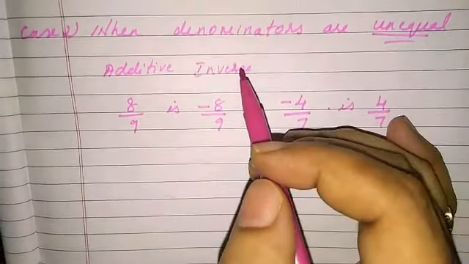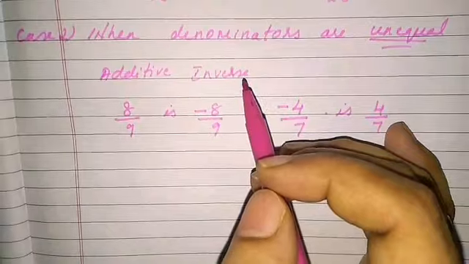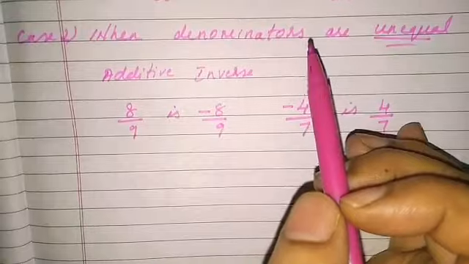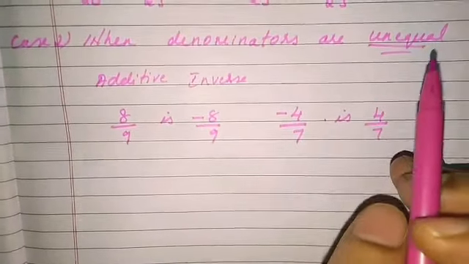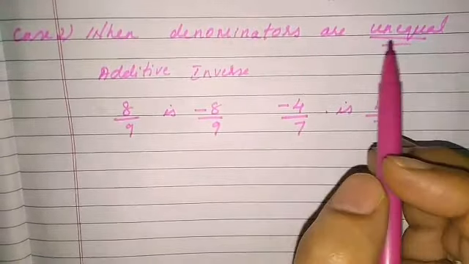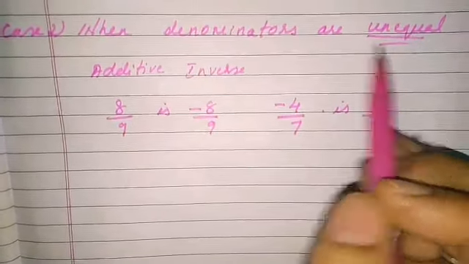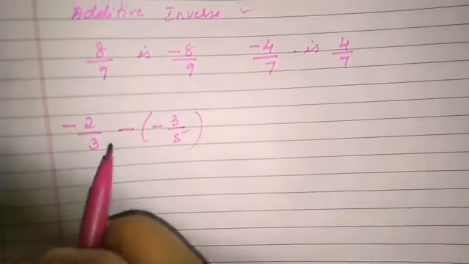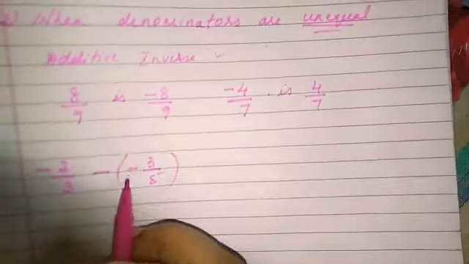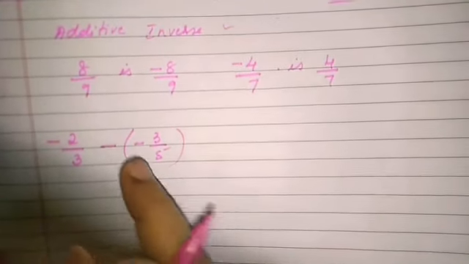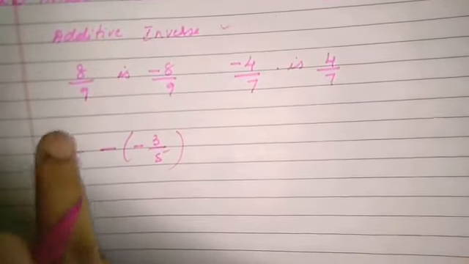Now when do we add this additive inverse to the rational number? When we are performing the operation of subtraction on rational numbers, and when the denominators given in the rational numbers are unequal. This is the time when we use the additive inverse. Let's quickly try to solve this. So we have minus 2 by 3 minus 3 by 5. These are the two rational numbers, and I have to subtract minus 3 by 5 from minus 2 by 3.